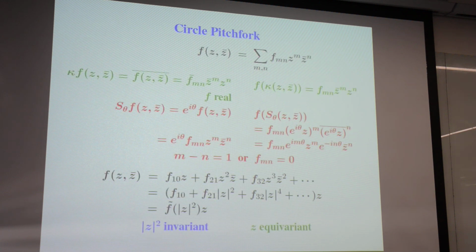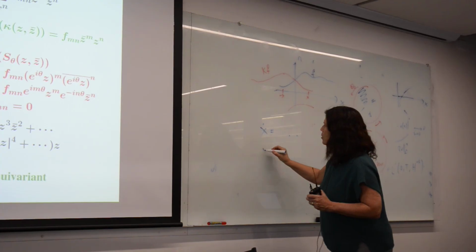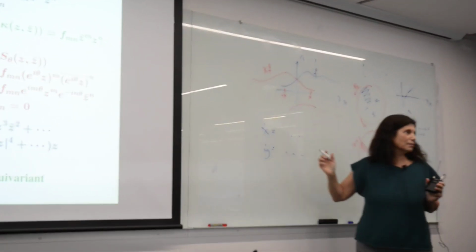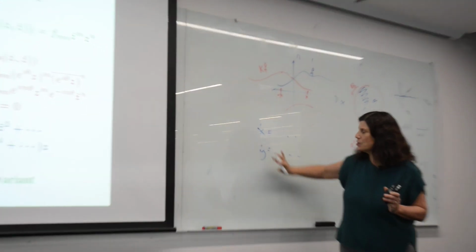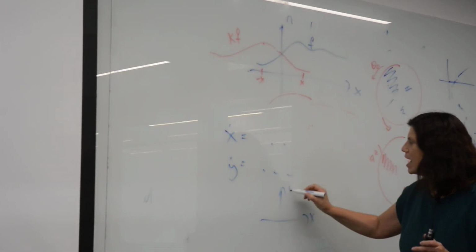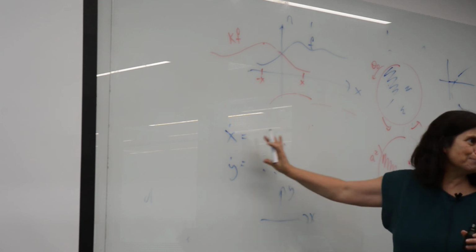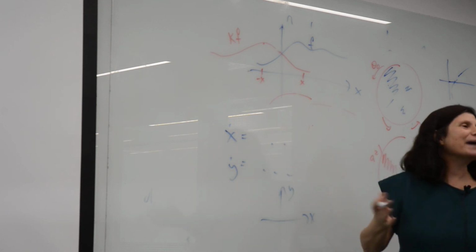So suppose we had something in the plane. We have here something like x dot equals something and y dot equals something. But we know that x and y live in the plane, and what we want to express is that our evolution of these points respects the rotation symmetry.